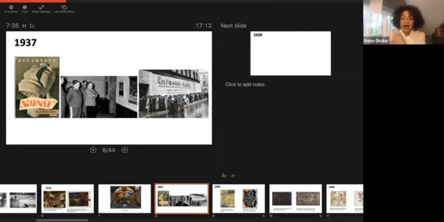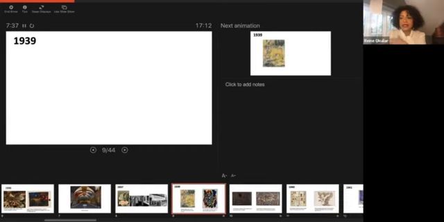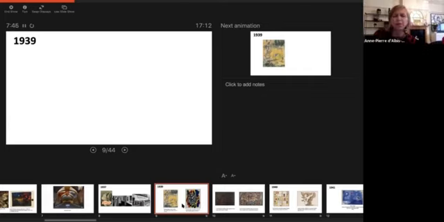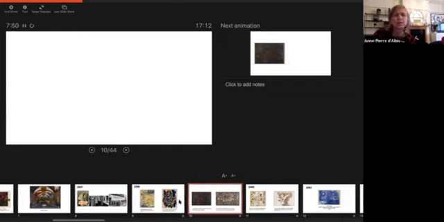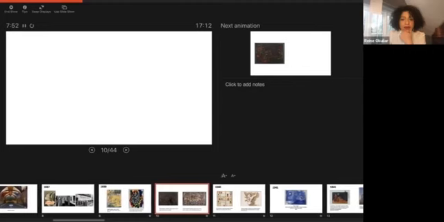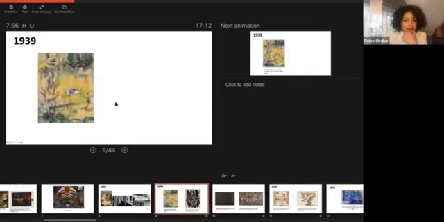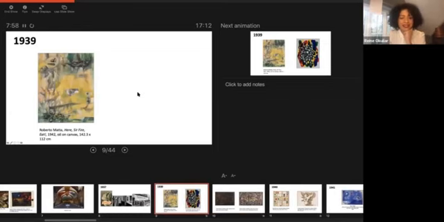So I took some examples, and I'm pretty sure I might have forgotten some, but are you seeing a blank page? We're seeing a white page with 1939 on it. Okay. So I don't know why my thing has decided not to work, but there we go. Oh, there we go. Sorry.